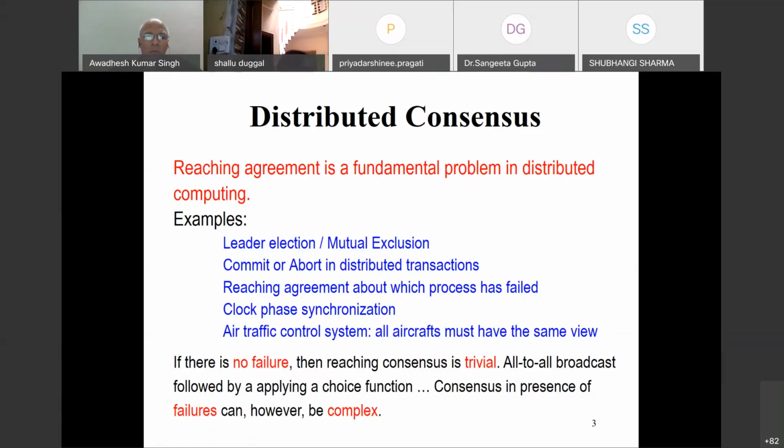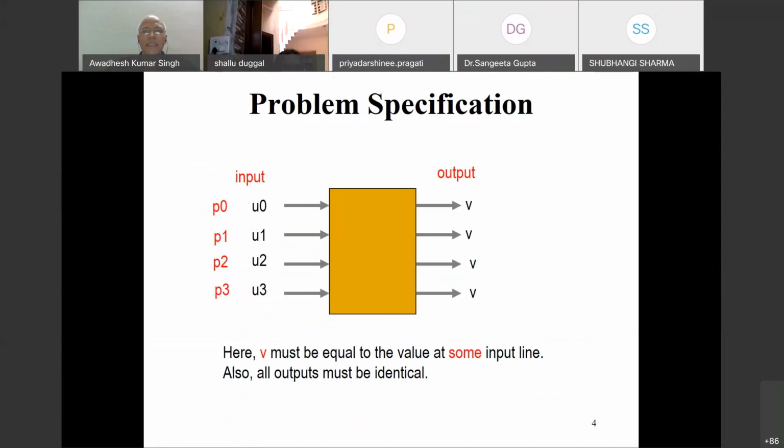All these problems are consensus problems. If there is no failure, if we consider a very simplified scenario, then of course consensus is trivial. Easily it can be achieved. Simply we broadcast to everyone, every recipient will have the same information, and of course the decision will also be the same. But once there is a failure, that makes life difficult. Failure could be of any kind: software failure, hardware failure, or communication failure. That makes consensus difficult.